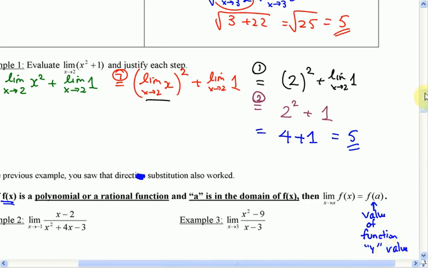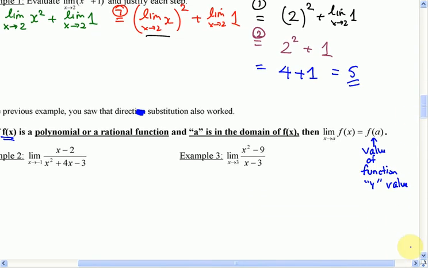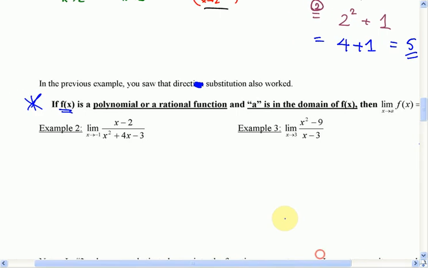Always. So let's take a look at some of these examples. Number 2 now. You see how this one's a rational function? So I'm thinking, as long as plugging in negative 1 doesn't make the denominator equal to 0, it's great. So let's take a look at what we got.